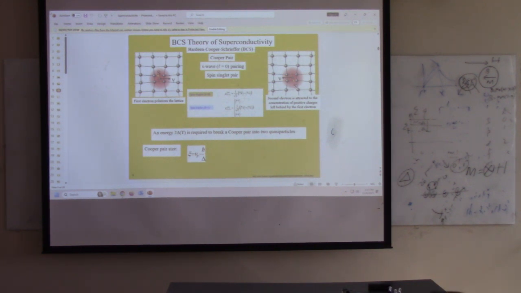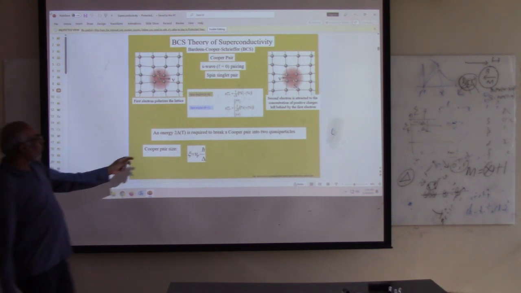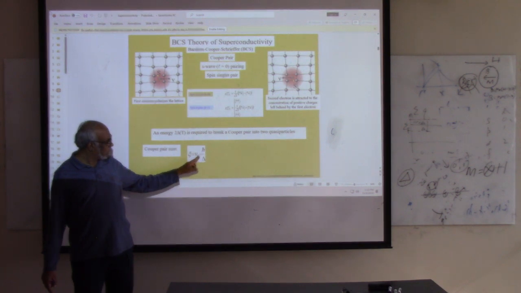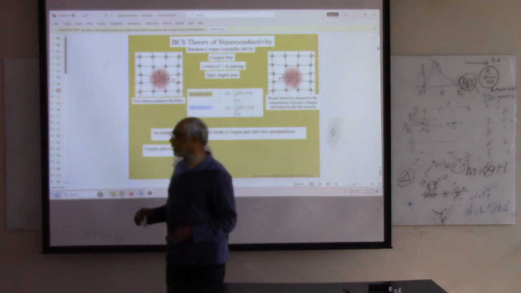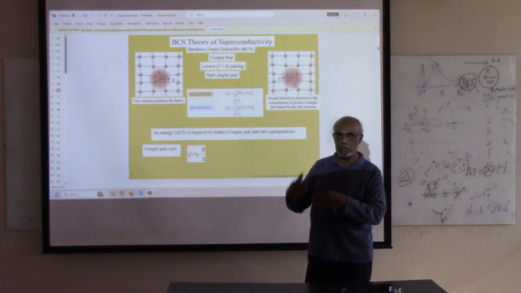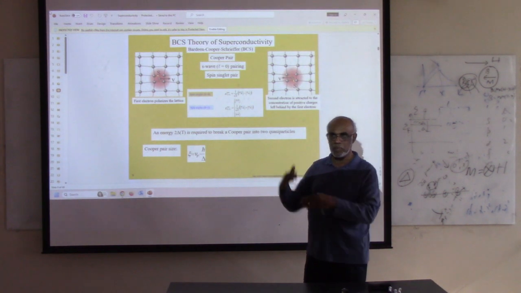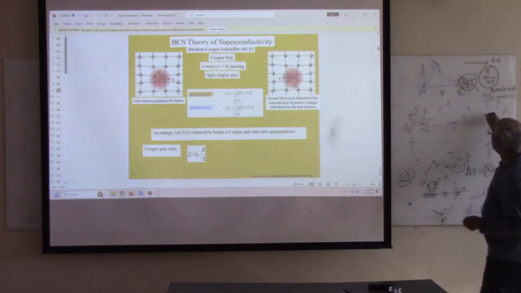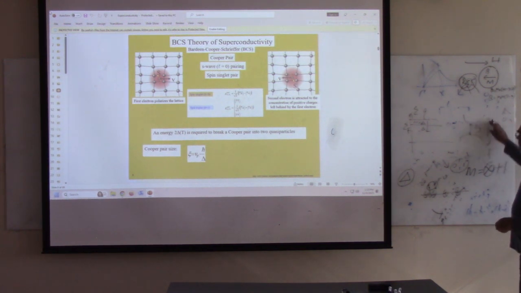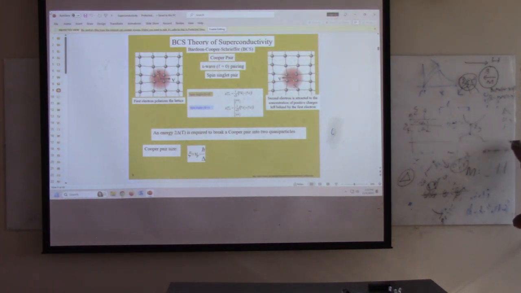So that means your xi is given by almost Vf times h cross divided by your delta. Delta is that energy you require to break the Cooper pairs apart. So you can see here, Cooper pair size can be estimated by the Fermi velocity times h cross divided by delta, which we call the superconducting gap. Remember, semiconductors have a band gap, right? That's basically between your conduction band and valence band, so we call this Eg. Then for superconductors, remember we had these Cooper pair states. Then we have this delta. After that, the Cooper pair is broken into quasi particles, right? So this delta is what we call the superconducting gap.